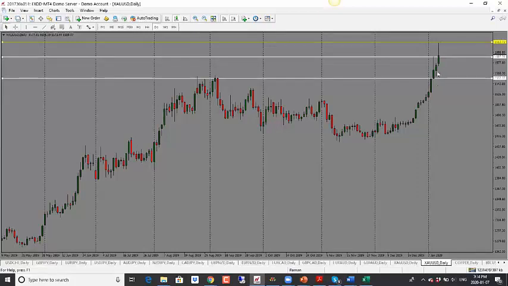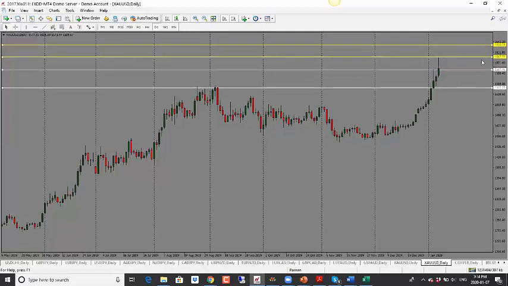But for now, bias is bullish. And like I said, the first target has been reached. So just be careful with going long on this. I would look for a pullback or slightly more of a pullback before going long. But bias is bullish. 1600, sorry, is still the first target. And then 1640 is the second target for gold.